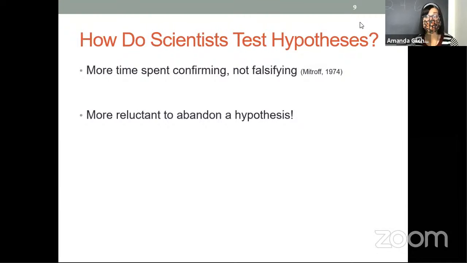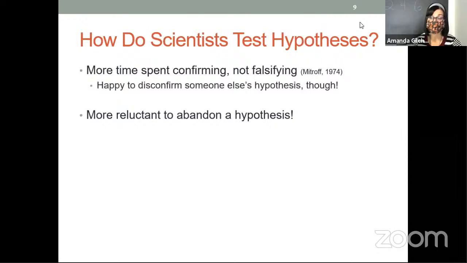Meitroff in 1974 actually found that scientists spend more time confirming their hypotheses, not falsifying them. Having said that, though, they are prone to disconfirming other hypotheses or falsifying others' hypotheses, as long as they're not their own. They're happy to sink somebody else's hypothesis, but they're less likely to abandon their own.